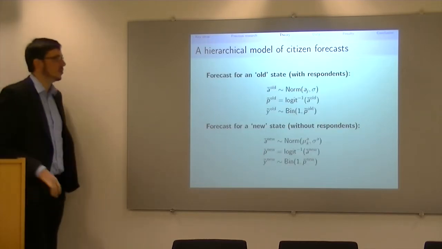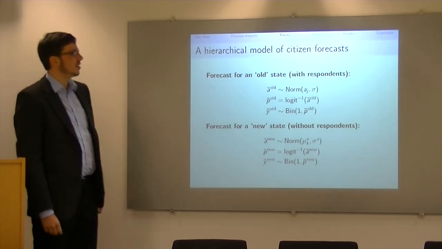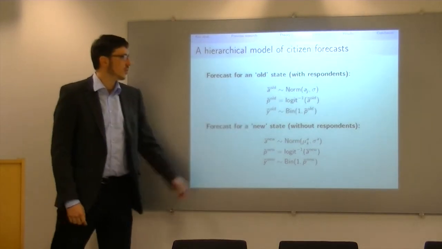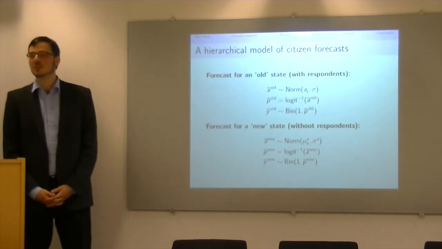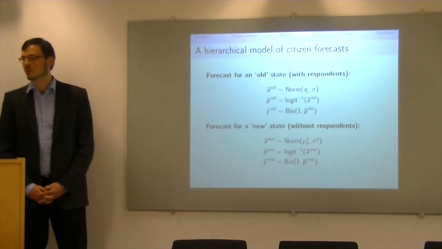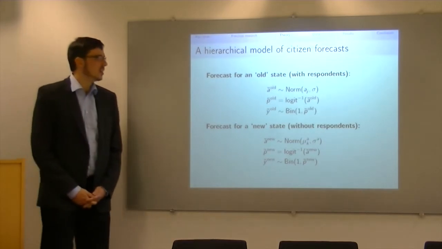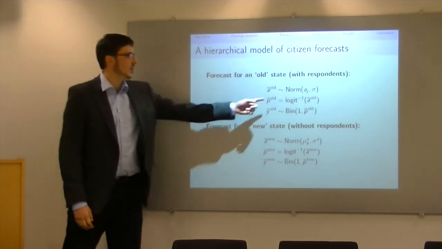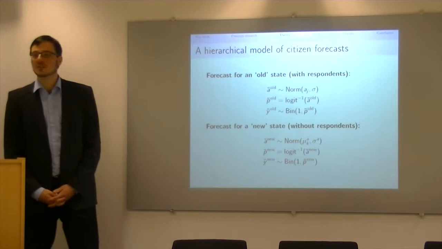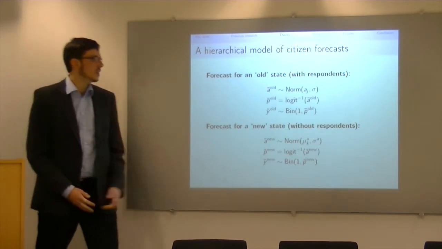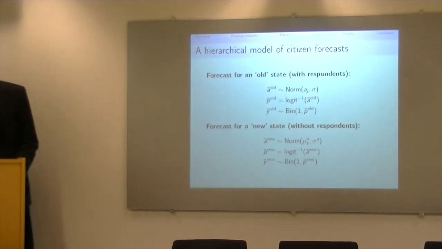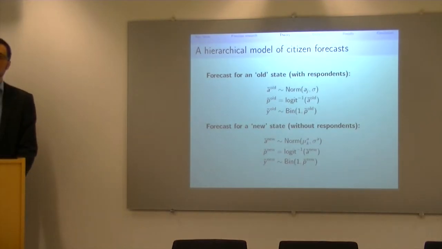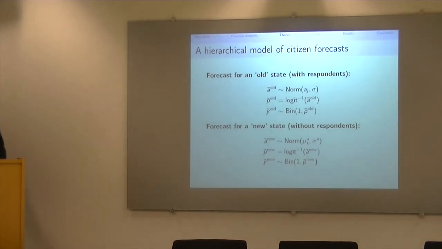So here's how this would work. For an old state, this is how the forecast would look like. First, I sample from the normal distribution of the posterior distribution of my state estimate. This is my inferential uncertainty. I do this 1,000 times, and then I plug this into basically a Bernoulli draw, and this is my predictive uncertainty, whether or not the state will then be correct or not.